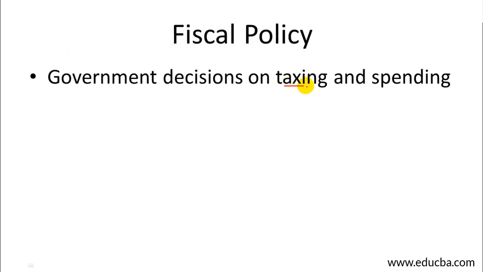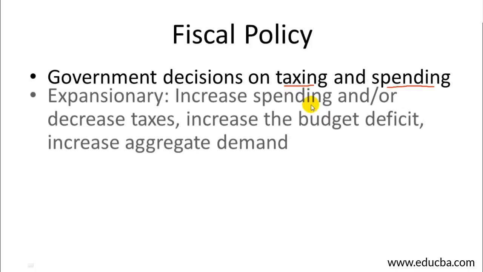Talking about fiscal policy, here it involves two components: taxing and spending. By tax, I mean income taxes, direct taxes, indirect taxes, sales tax, value added tax, the whole shebang really. And in terms of spending, you're talking about government expenses, subsidies, and infrastructure spending. That's all considered to be a part of fiscal policy.